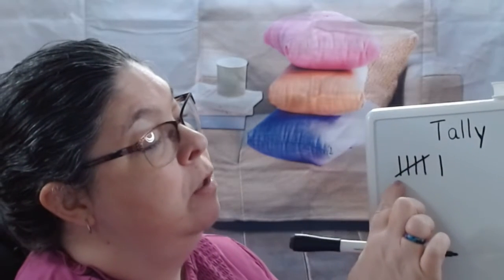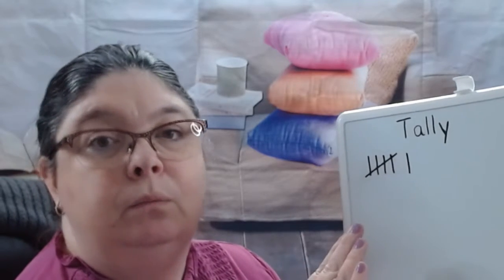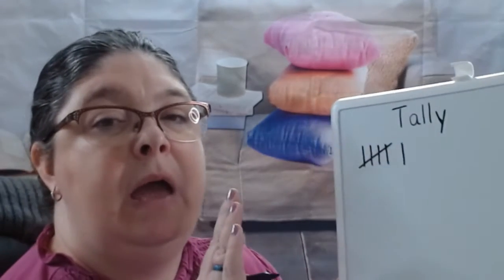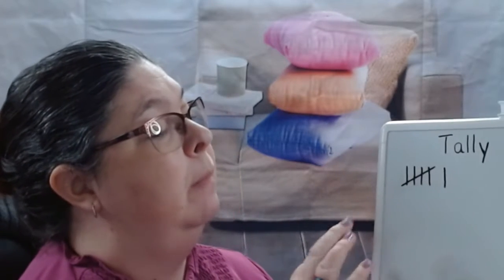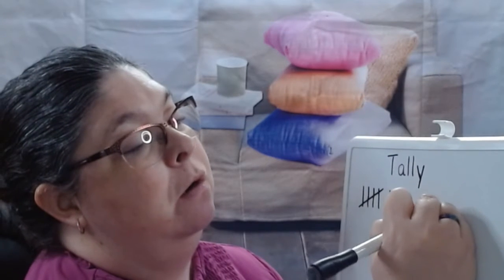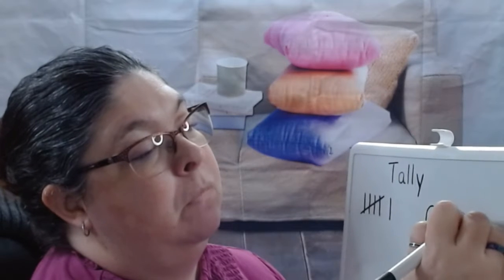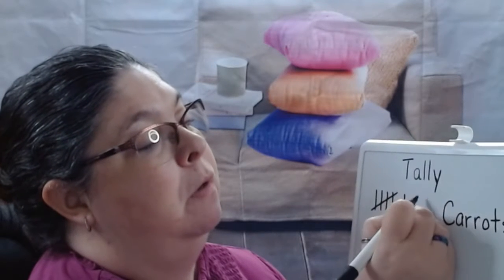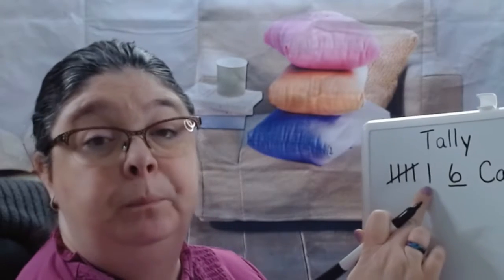You always do the 5th tally mark in a diagonal, okay? And that will help you count because you can count them by 5. So we'll go over that in a minute, okay? So we're gonna write here carrots. And I'm gonna write the number 6 because we have 6 people.